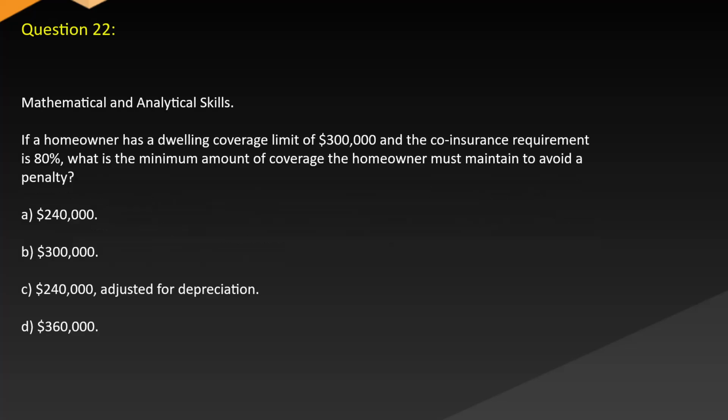Question 22. Mathematical and analytical skills. If a homeowner has a dwelling coverage limit of $300,000 and the coinsurance requirement is 80%, what is the minimum amount of coverage the homeowner must maintain to avoid a penalty? A. $240,000. B. $300,000. C. $240,000 adjusted for depreciation. D. $360,000.